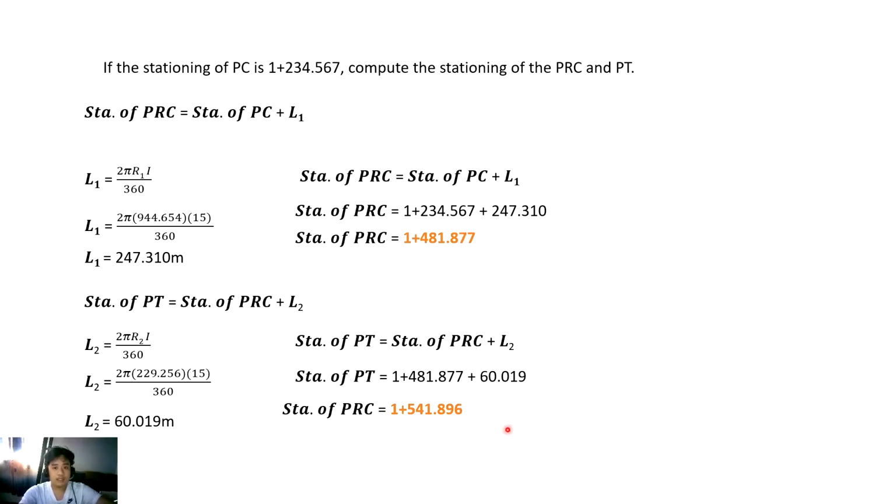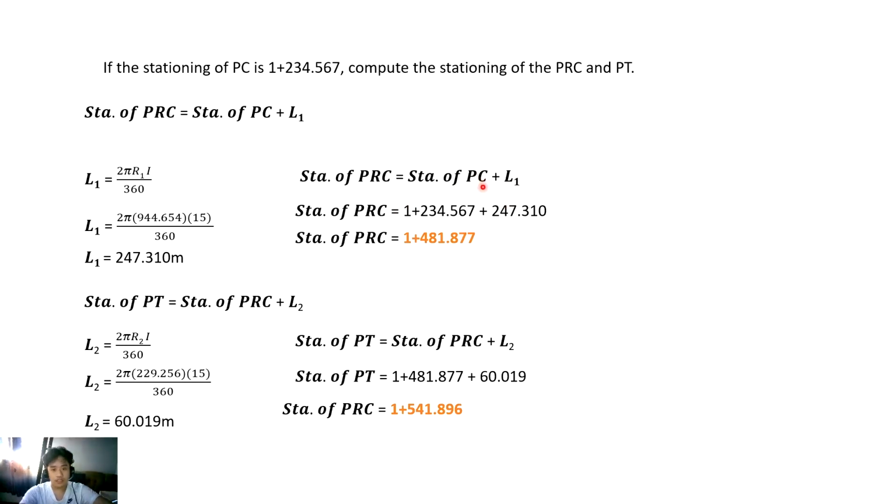For the stationing naman ng PRC and PT, we're going to use the formula of station of PC plus L1 to get the PRC. Okay, so una natin hanapin ulit ang L1 since meron naman na tayong PC. So, formula for L1, 2 pi R1 I over 360. So, substitute 2 pi times 944.654 times 50 over 360 and we'll get 247.310 meters.